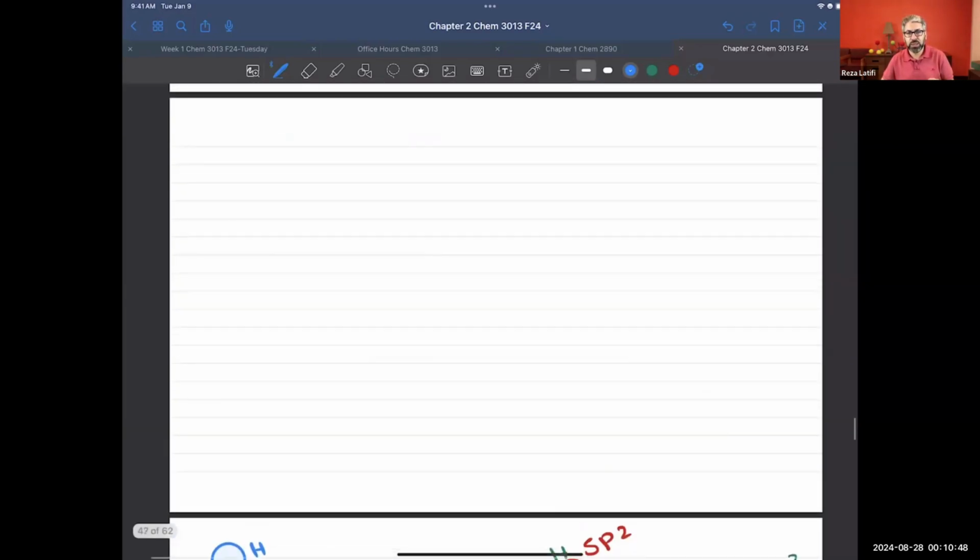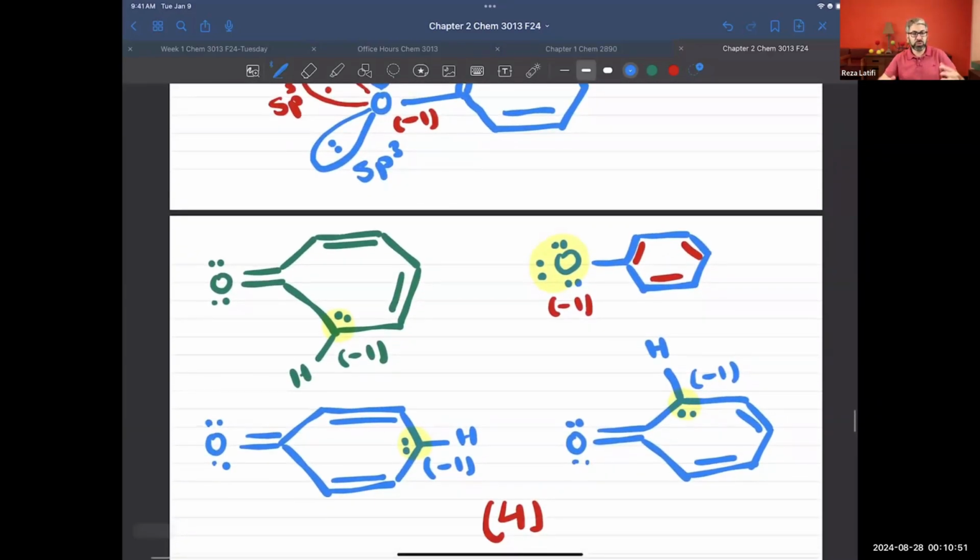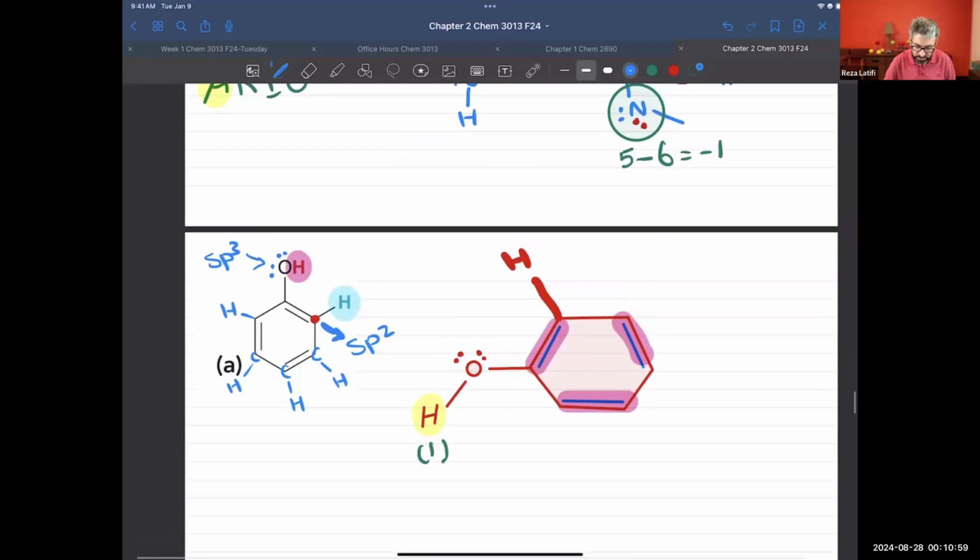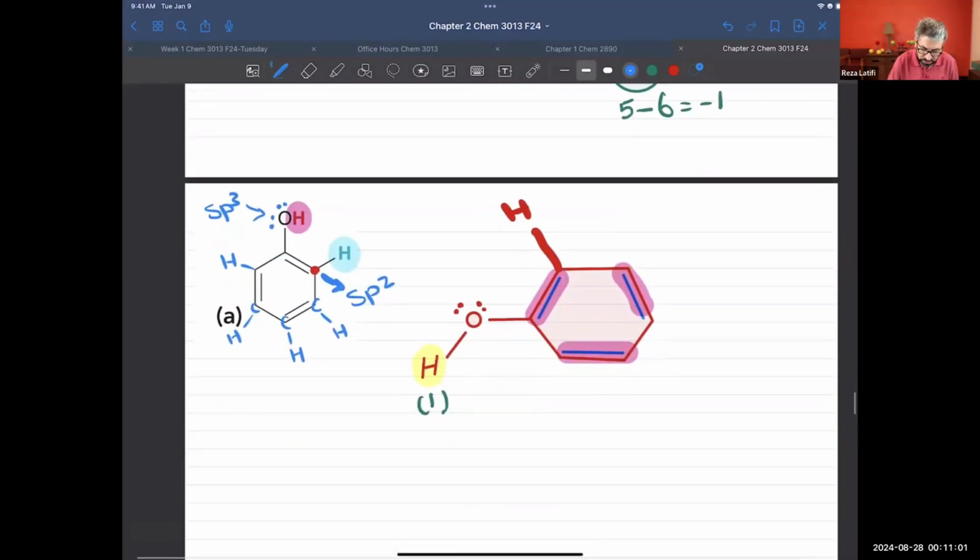And I'm going to go back. I get those 4 resonance structures. So which one is more acidic? The hydrogen that's attached to oxygen. So this hydrogen is more acidic.